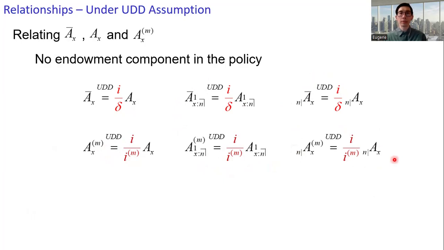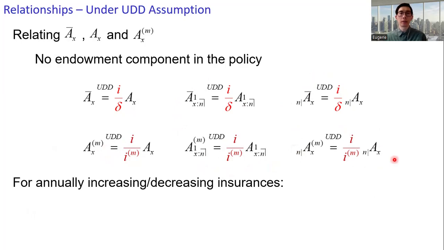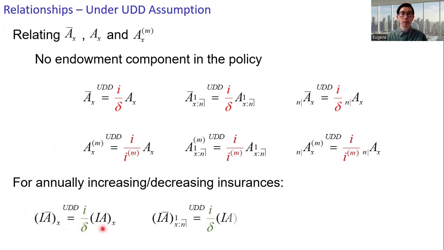And this approximation or this relationship also applies to annually increasing and decreasing insurances. That is, we have (I A) bar x under UDD equals i over delta times (I A)_x, and the corresponding n-year term increasing insurance, as well as the n-year term decreasing insurance.